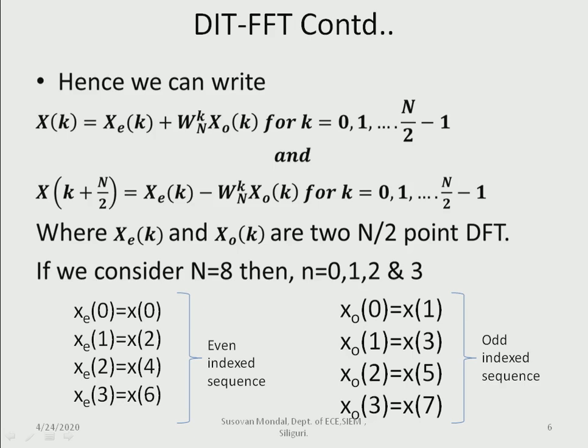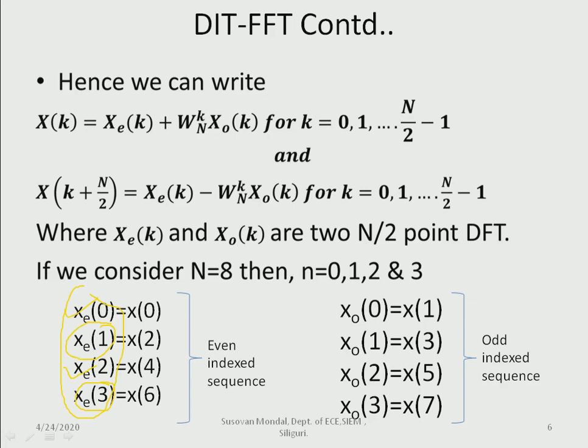That means this is a new sequence of length 4. So now again we decimate this new 4-length sequence into even and odd. So what will be the even part? This is the even index, and this will be the odd. Getting my point? So this even index sequence can again be divided into even and odd.